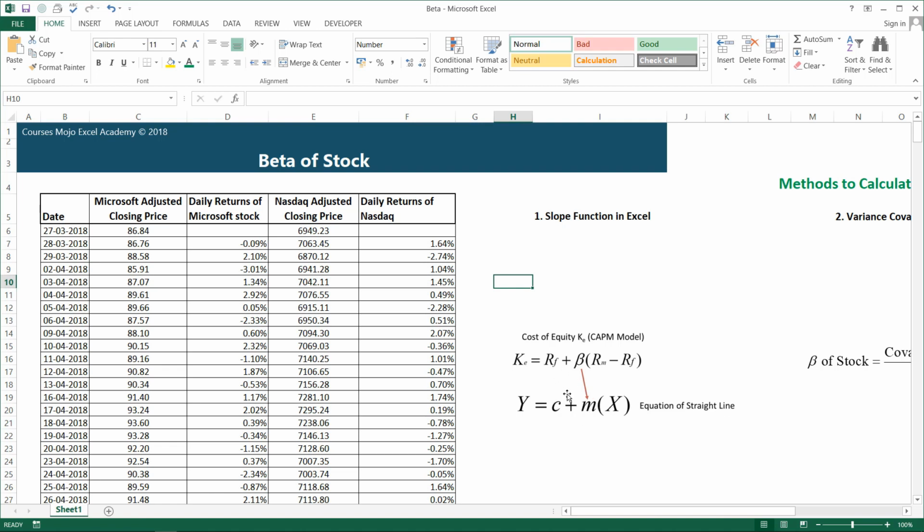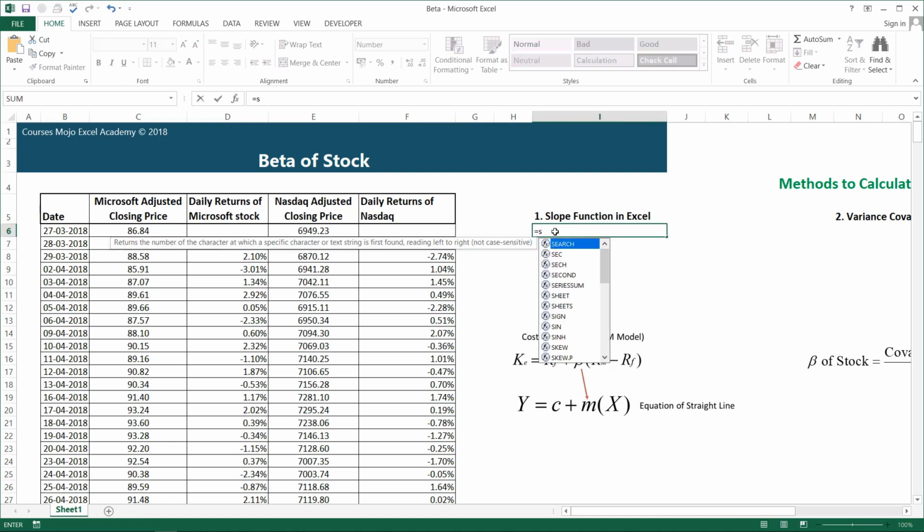Comparing these two equations, we can see that beta is m, which is the slope of the line. That's why we can use the SLOPE function to get beta equals slope of y values, x values. The y value represents the stock, so we use stock returns. The x values represent the market, so we use market returns. So we can use the slope function.